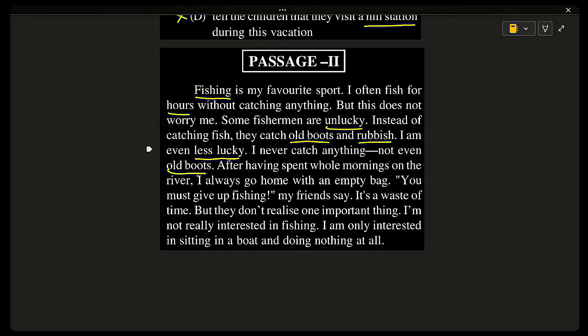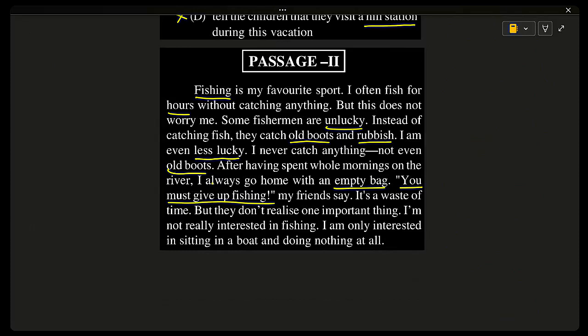After having spent whole mornings on the river, okay, it's not a lake, it's a river. So after having spent whole mornings on the river, I always go home with an empty bag. So many mornings I have spent for fishing, but I have not caught fish. You must give up fishing. Give up means leave fishing. My friends say. So I told this story to my friends. I spent many morning hours there for fishing, but I'm not catching fish. So they suggested to him, you must give up. Give up means leave fishing. You don't waste time there. It's a waste of time.